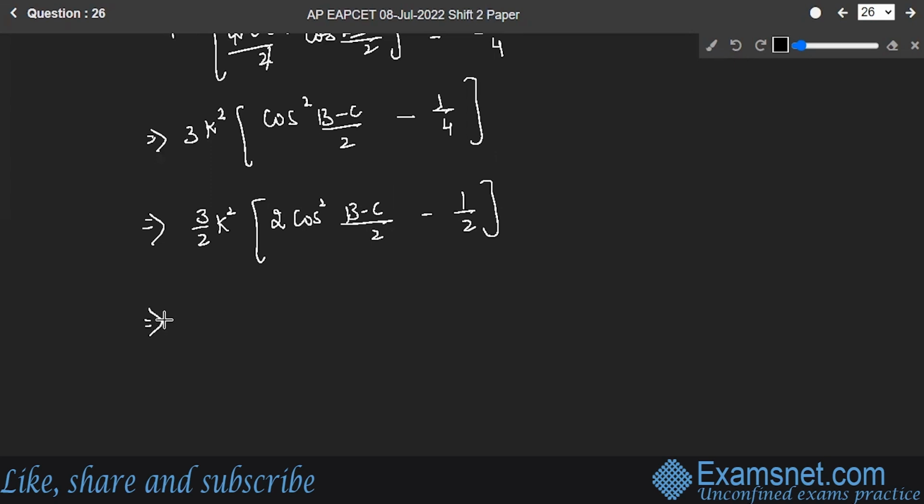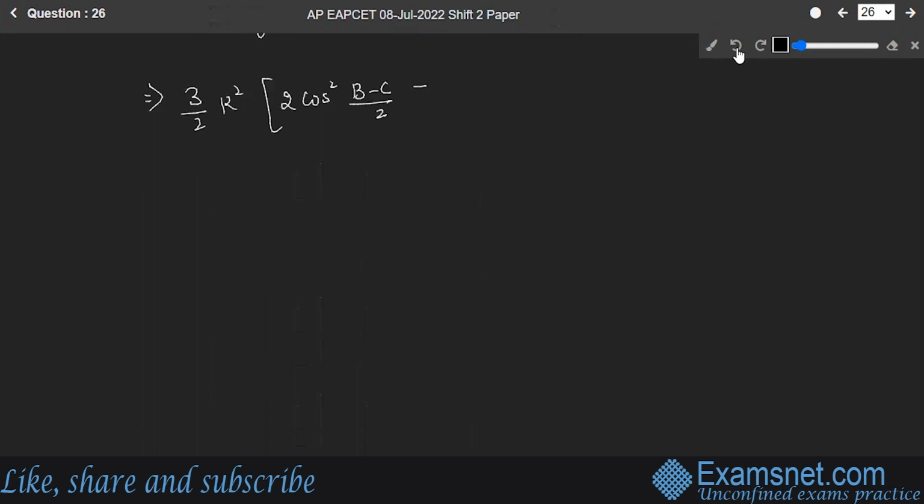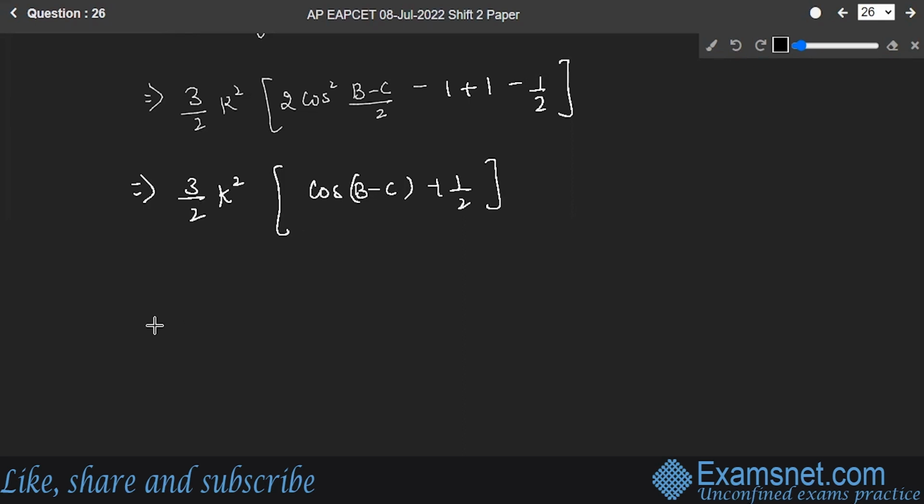So this will become 3/2, like whole this thing is clear to you. Now what I'll be doing, I'll be adding and subtracting 1: 2 cos²((B - C)/2) - 1 + 1 - 1/2. This is equal to 3/2 k², so 2 cos²((B - C)/2) - 1 gives me cos(B - C), plus 1/2. Hope this thing is clear till here.